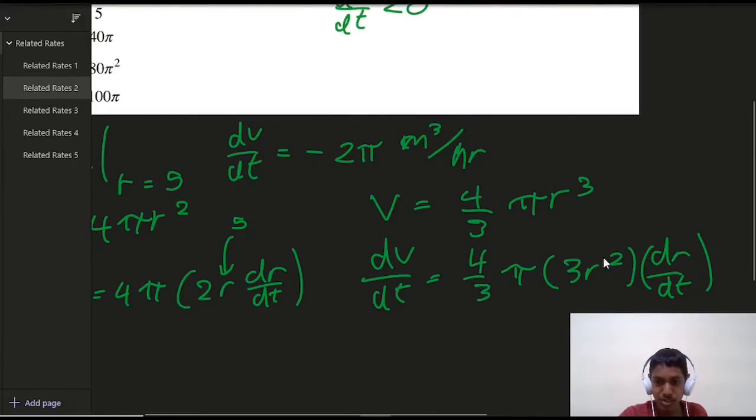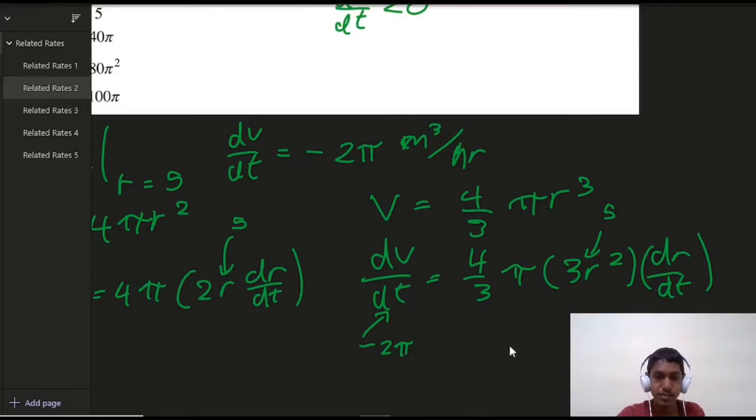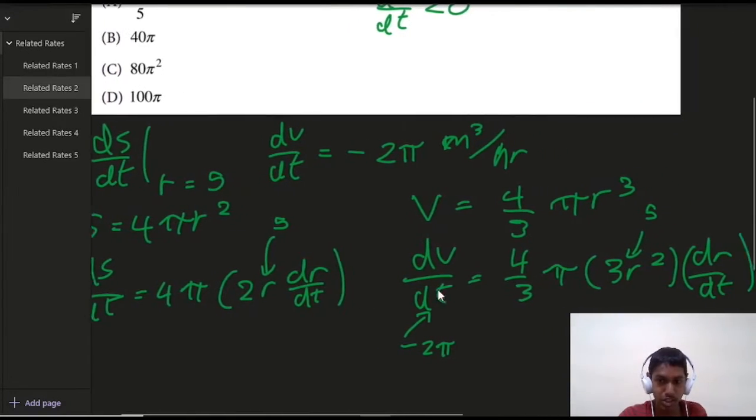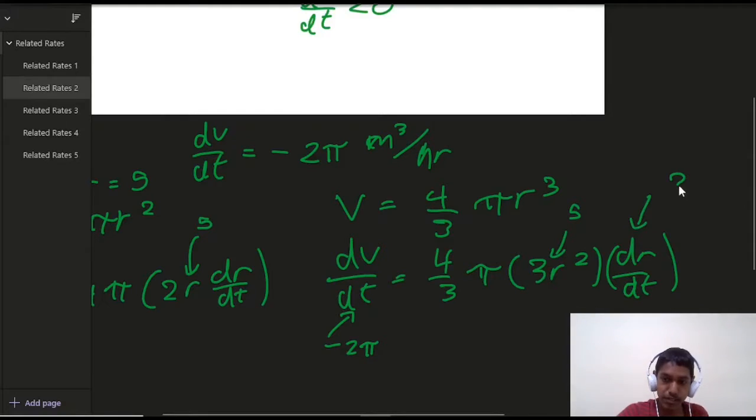Okay, so I know r, once again, is 5. I know dV/dt is minus 2 pi, as given right here. Right, this is why it's super important to write in terms of math notation, so that it's easy for you to recognize when you have certain pieces of information. And then dr/dt we don't have. Okay, great. So it looks like we can solve for dr/dt because that is the only unknown.